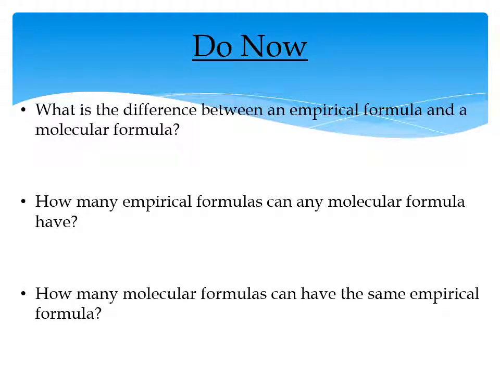Let's start out with some reminders from the last chapter. What's the difference between empirical and molecular? Well, a molecular formula is exactly what the name implies. It's the formula of the molecule. It tells us exactly what a molecule looks like. It's the real makeup of a compound.